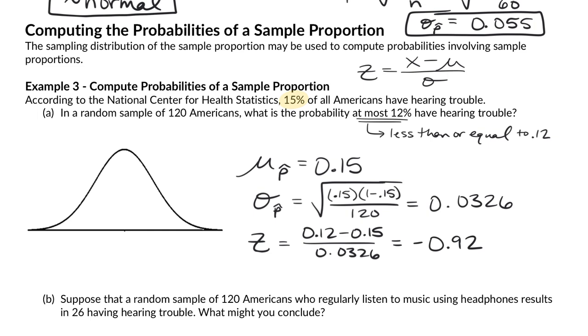So the question that we started off with is what is the probability that at most 12% have hearing trouble? Which means we're really trying to answer what is the probability that we would have less than or equal to 12% of people with this statistic. We found the mu, we found the sigma so that we can find the z-score and go to your pink table. What is the probability that someone would have less than or equal to 12% hearing loss?